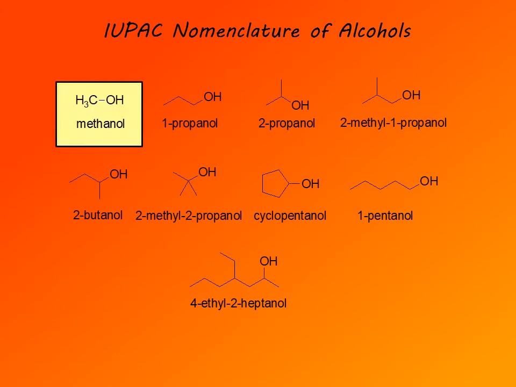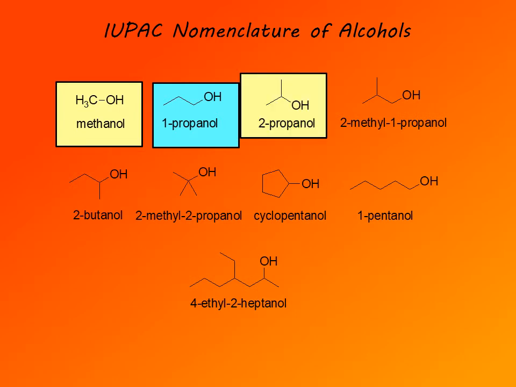One carbon would have been methane. Drop the final E, replaced with OL, it becomes methanol. Next one is propanol, and of course, when chain has more than two carbons, we have to use a number to indicate to which carbon hydroxyl group is attached to. So this is 1-propanol, next would be 2-propanol. By the way, trivial name of this alcohol would have been isopropanol. Systematic name, 2-propanol.